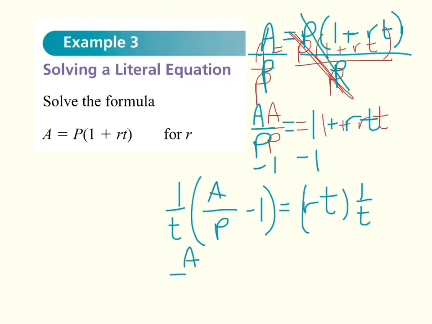Leaving us A over PT minus 1 over T equals R. So it's quite a bit more complicated, but if you had an amount of money you wanted to have in your account, and you had an amount of time, and you had the amount that was in the account to begin with, so if you have A and P and T, you could plug them into our new formula and solve for R. So you'd be able to find the interest rate you needed in order to get what it is that you want. Okay, one more example.